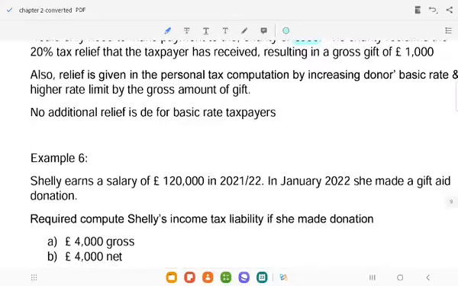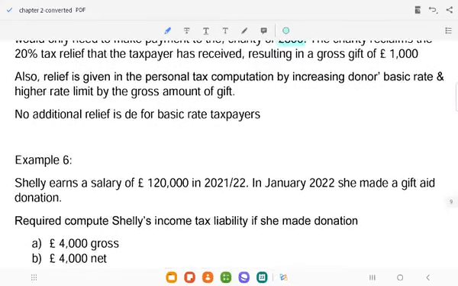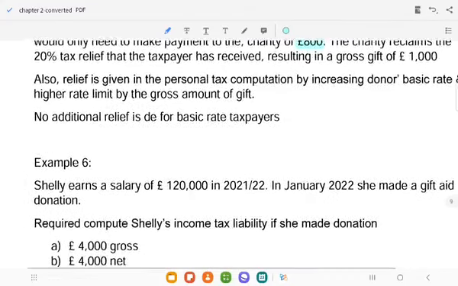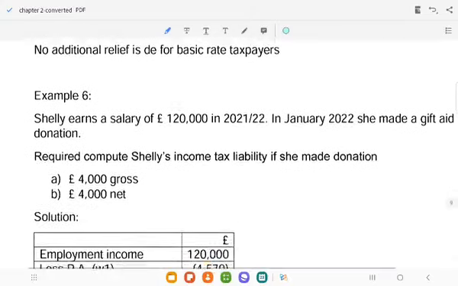Also, relief is given in the personal tax computation. How is the relief given? The gross amount of the Gift Aid donation increases your basic rate band or additional rate band. This is the way relief is provided. The gross amount of the Gift Aid donation would increase your rate bands.